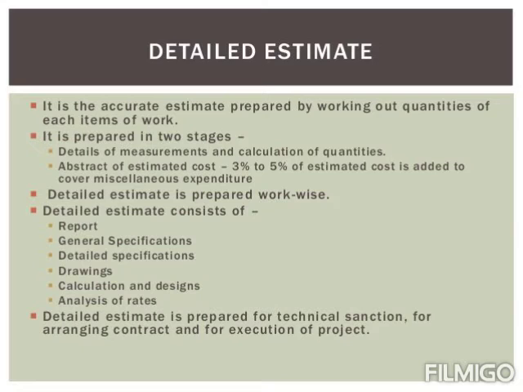Detailed estimate. This detailed estimate is the accurate estimate prepared by working out quantities of each item of the particular work. It is prepared in two stages. First, details of measurements and calculation of the quantities. Second, the abstract of the estimated cost, where 3 to 5% of the total estimated cost is added to cover miscellaneous expenditure.